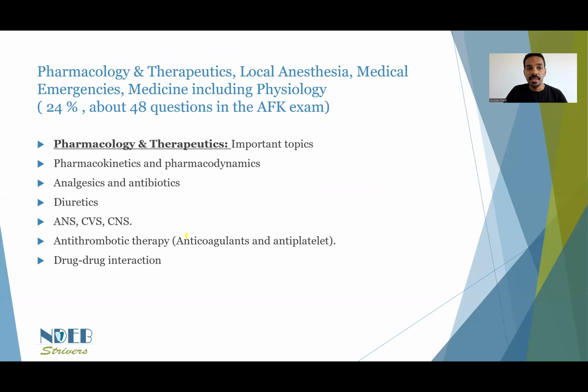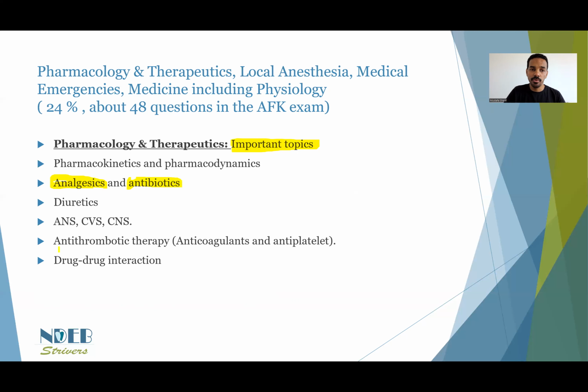So the important topics in the pharmacology and therapeutics category are pharmacokinetics and pharmacodynamics. It is very important as part of the basics of pharma, so knowing this is very important. The analgesics and antibiotics, especially those that are used by us dentists more regularly in the dental clinics, it's very important to know the antibiotics and the analgesics.